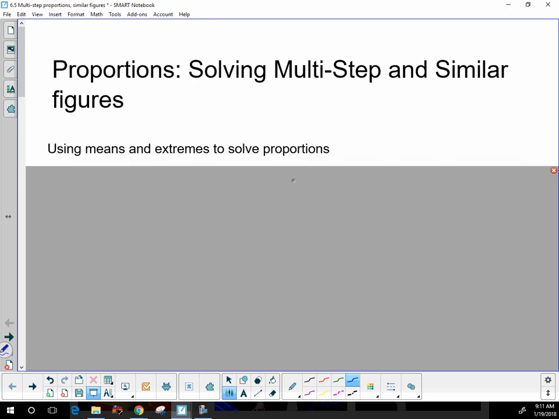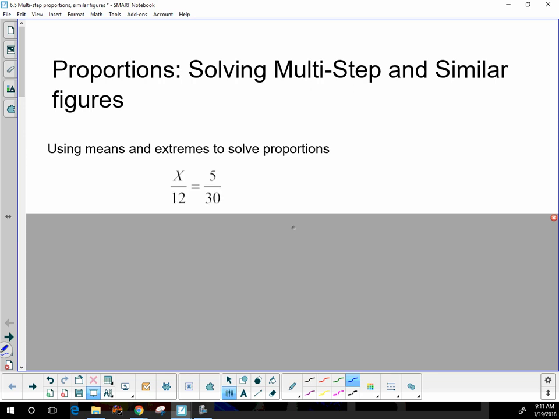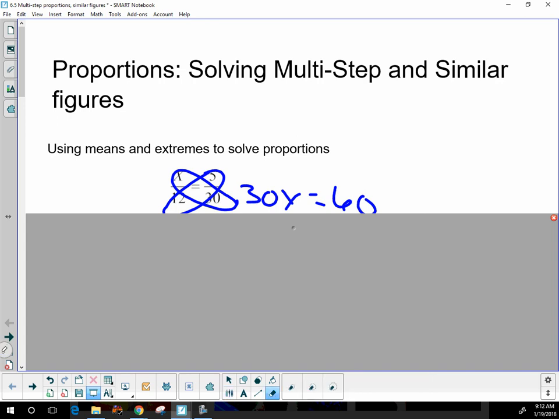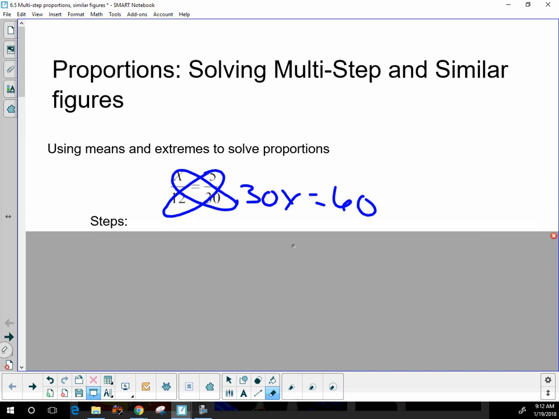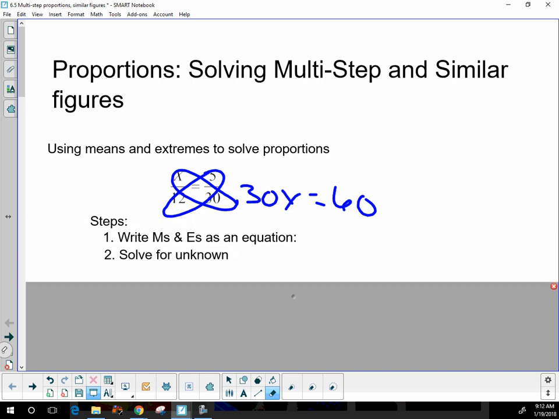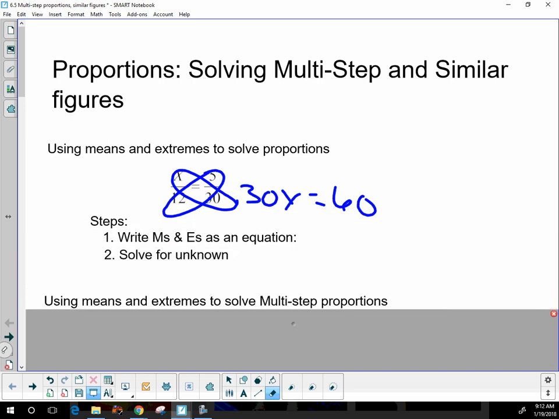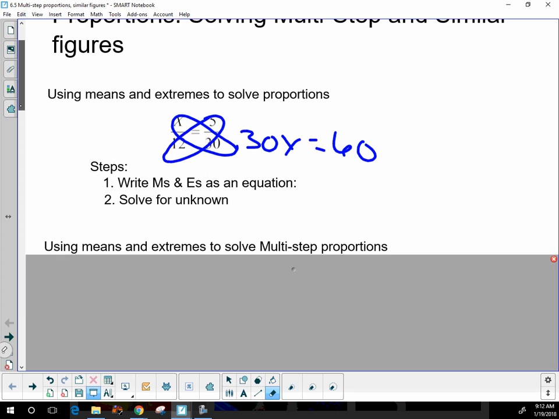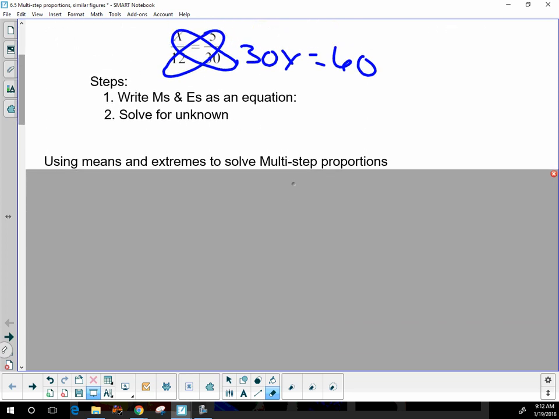Okay, normally you would use means and extremes to solve proportions, right? You would do 30x equals 5 times 12, 60, and then you solve for x by dividing both sides by 30. X would equal 2. We are going to use the same steps to solve for multi-step proportions.